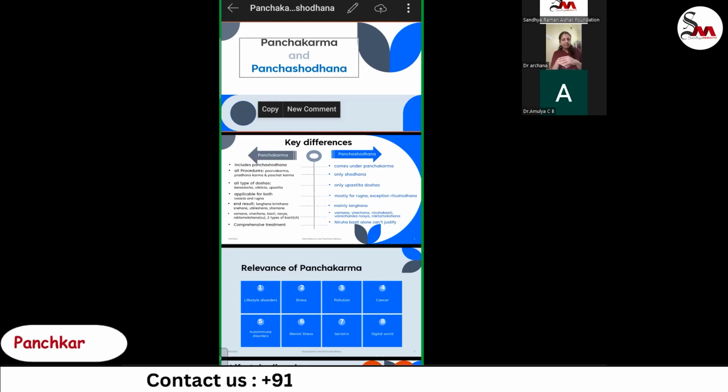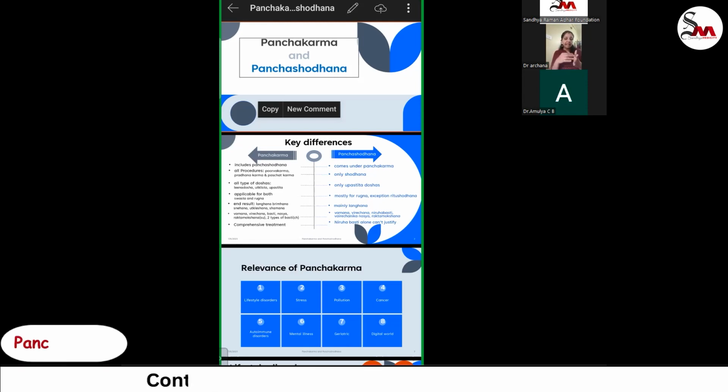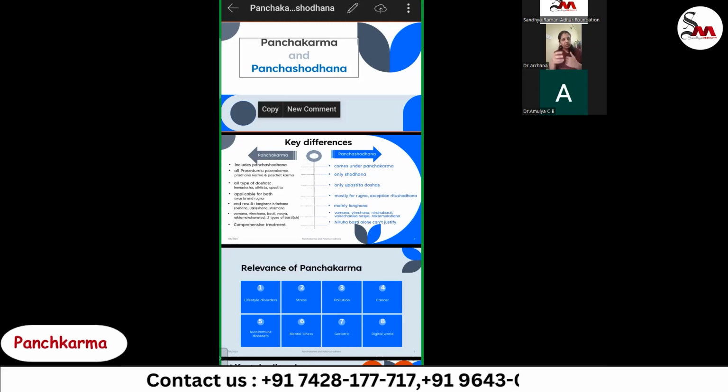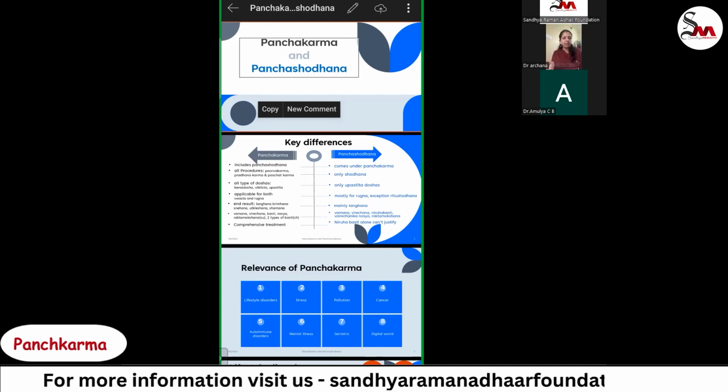Then the end result. In Panchakarma, it can be Langhana, it can be Brahmana, it can be Snehana, Utkleshana, Shamana, etc. Because Anuvasana Basti is going to do the Utkleshana, or sometimes the Brahmana Nasya is going to do the Shamana of Vata. So the end results of Panchakarma can be Langhana, Brahmana, Snehana, Utkleshana, Shamana, etc. But in Panchashodhana, it is mainly Langhana in nature. That is, it causes Apatarpana in the body.